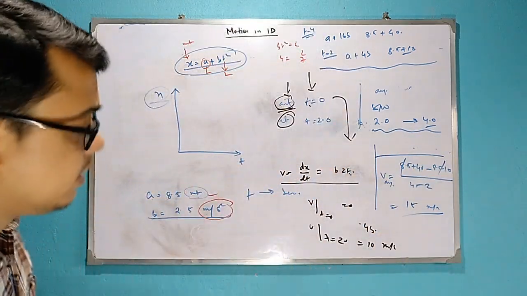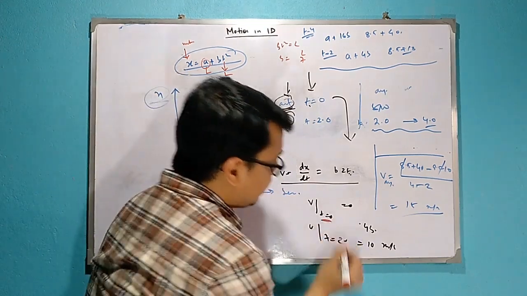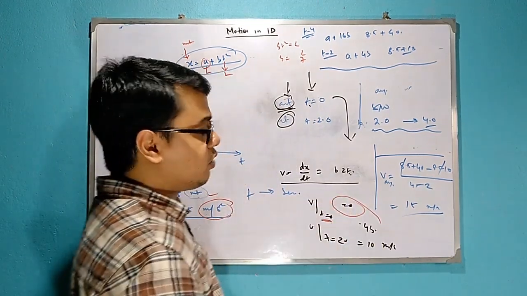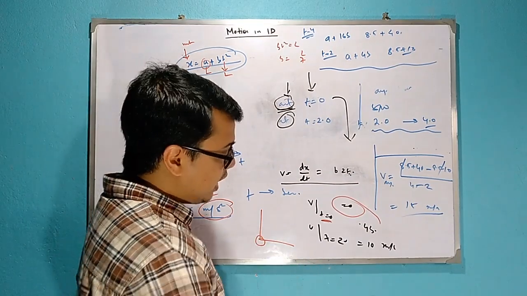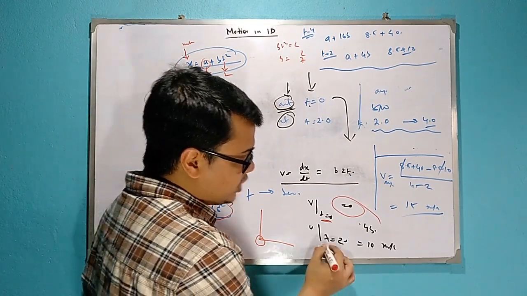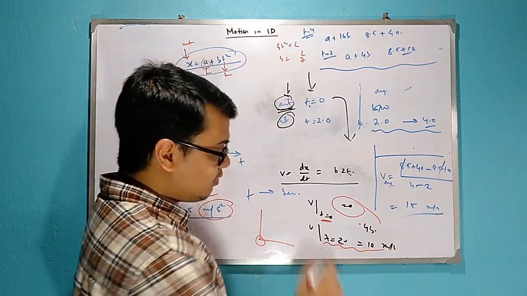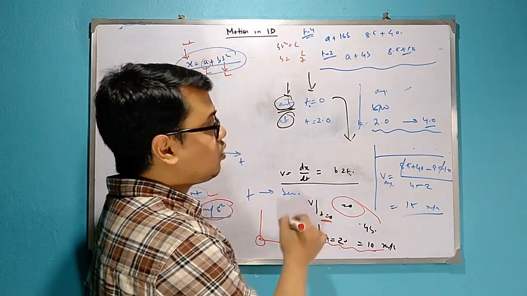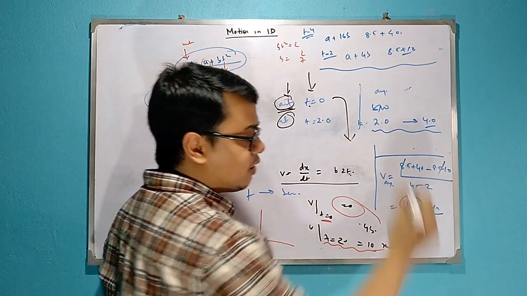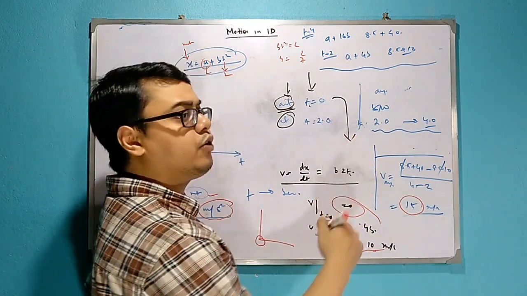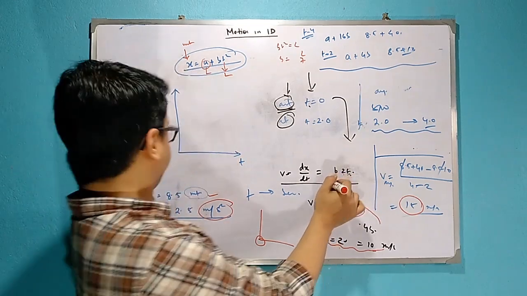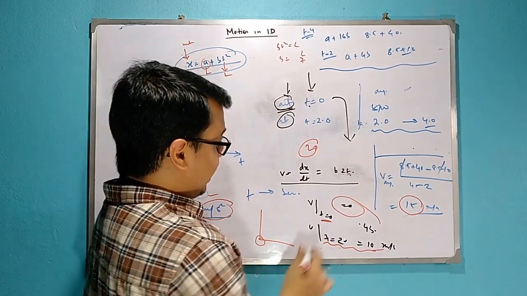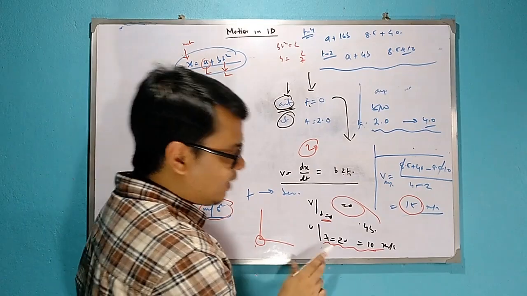Now see here. At t = 0, its velocity was 0. That means at t = 0 it was at rest. At t = 2, the velocity was 10. From 2 to 4, the average was 15. At t = 4, it will be nothing but 4 into 2, that is 8, into b, that means 20. At 0 it is 0, at 2 it is 10.